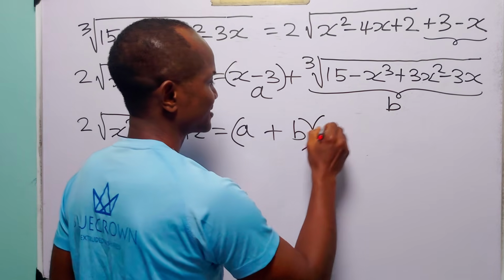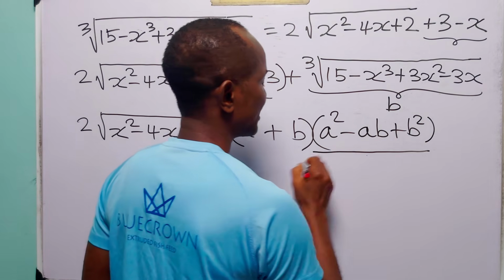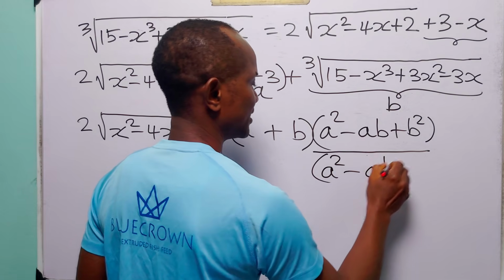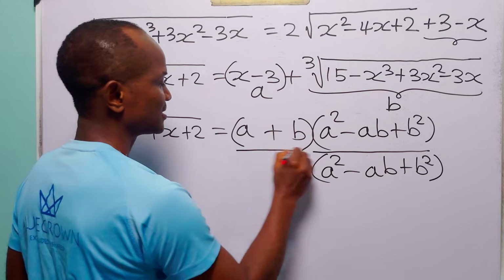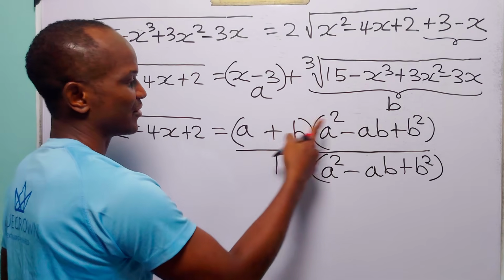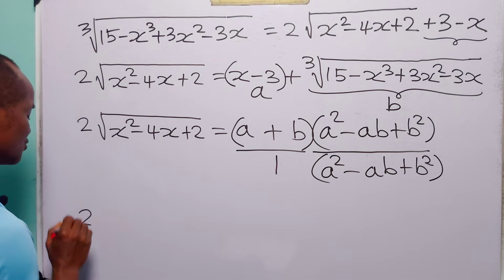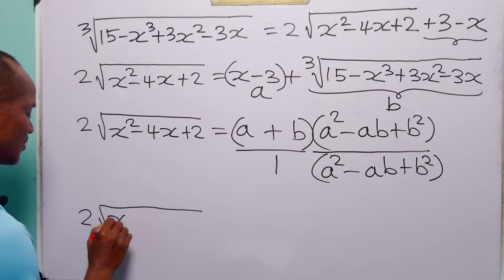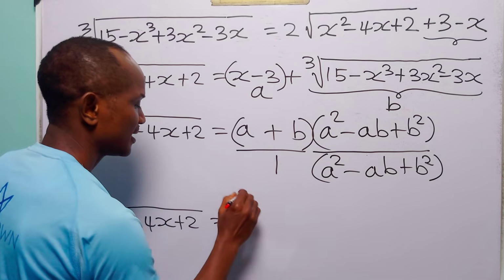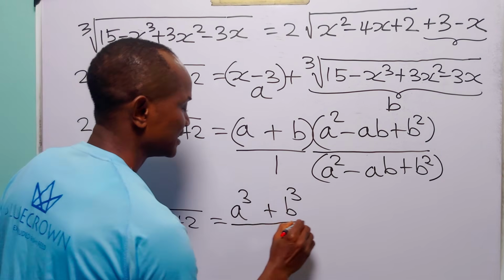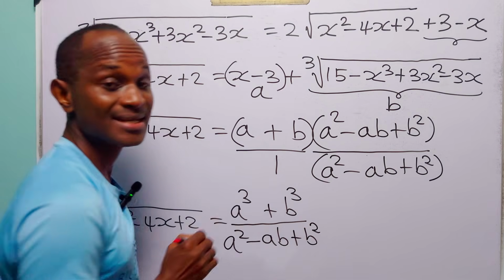But we will write 1 as a squared minus ab plus b squared divided by a squared minus ab plus b squared. Of course, you know that this over this is equal to 1. Now, this is over 1. Notice that in the numerator, when we multiply these 2 factors, we have the sum of 2 cubes. That means that 2 times the square root of x squared minus 4x plus 2 is equal to a cubed plus b cubed divided by a squared minus ab plus b squared.